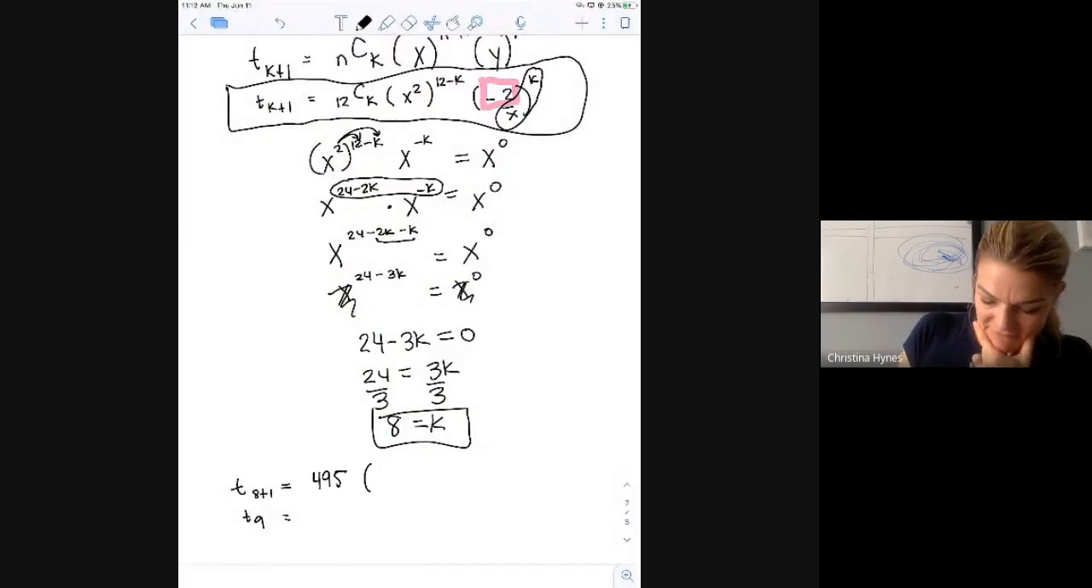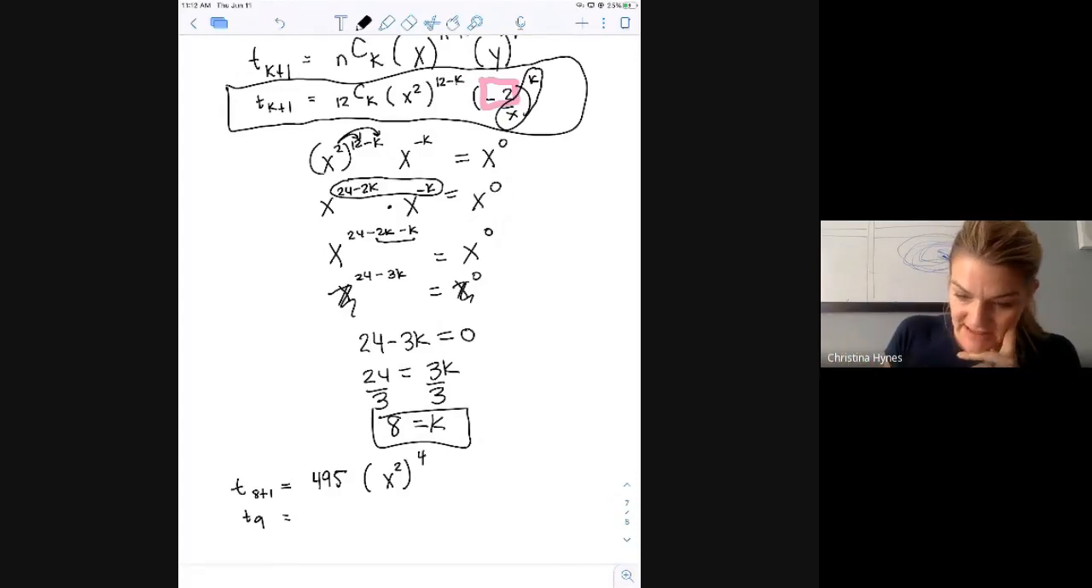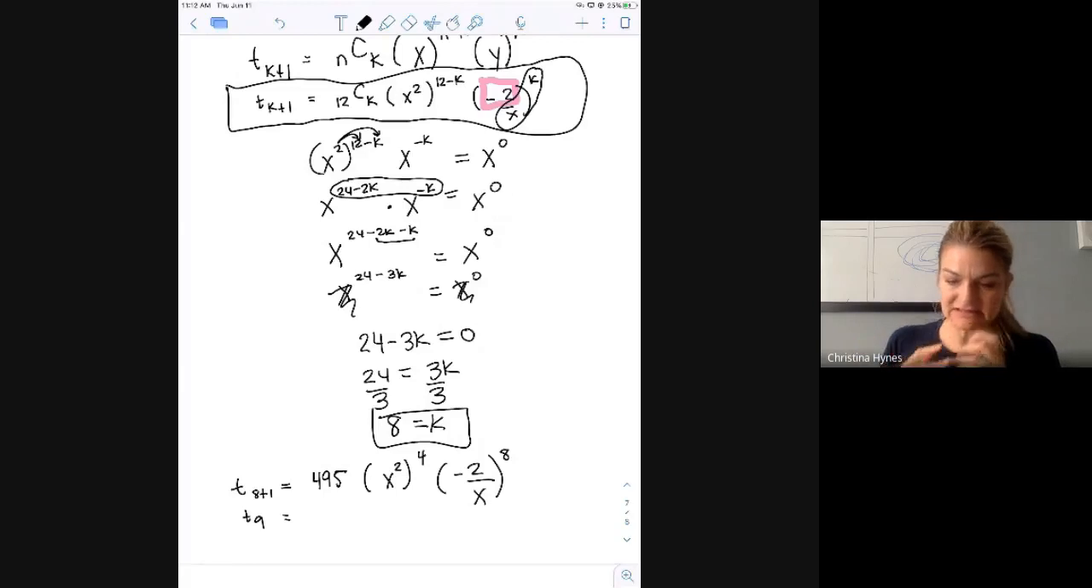And then now I have x to the power of 2, and then 12 minus 8, which is 4. Okay, so do you see how I'm placing that k value of 8 and then going 12 minus 8? So that's how I got that 4 there. And then now, do you see how I still have this negative 2 over x to the power of 8, because our k is 8.